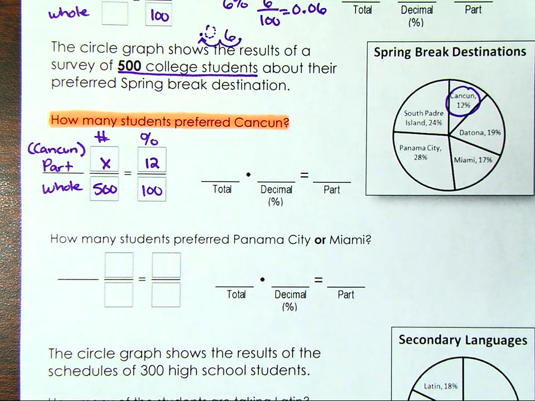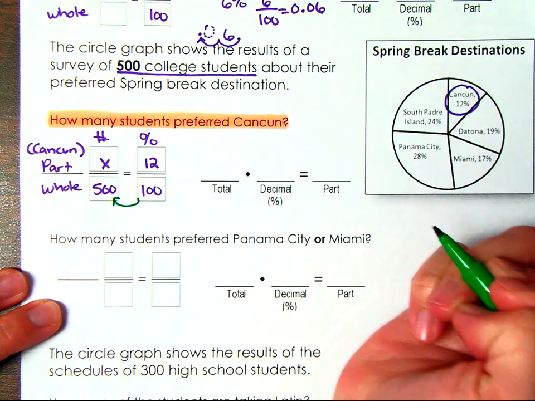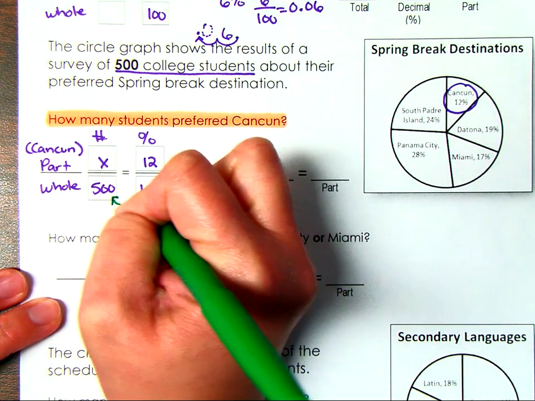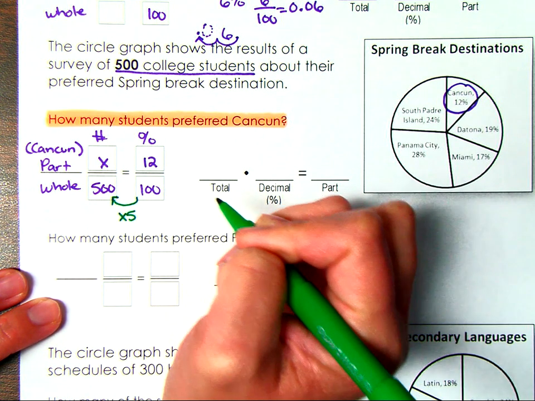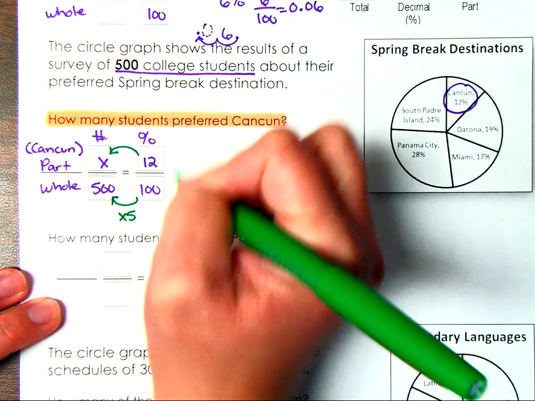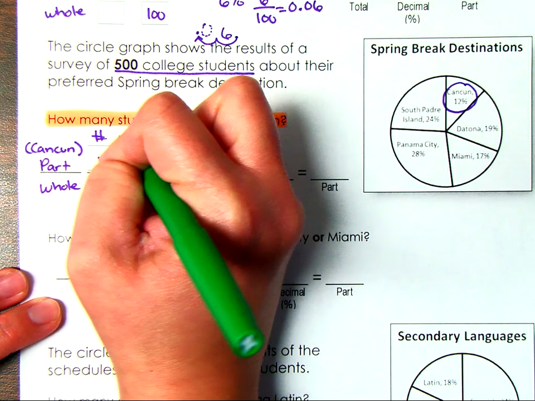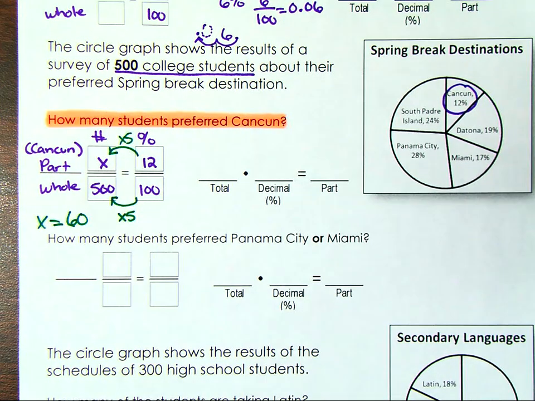We could cross multiply and divide, of course, but we can also look for a scale factor or factor of change. I know both numbers on the right, and I can see from 100 to 500 I have a scale factor of times 5. Remember, that's called a between scale factor. It doesn't have to go left to right, it could go right to left. So my scale factor, again, is times 5. So I'm getting x is equal to 60.